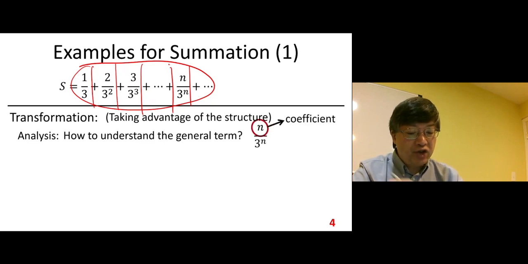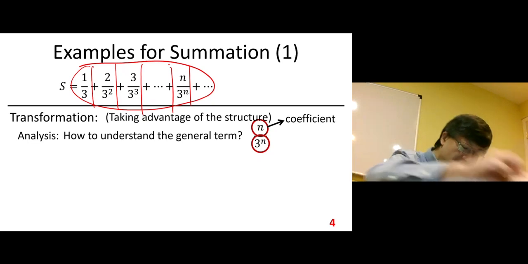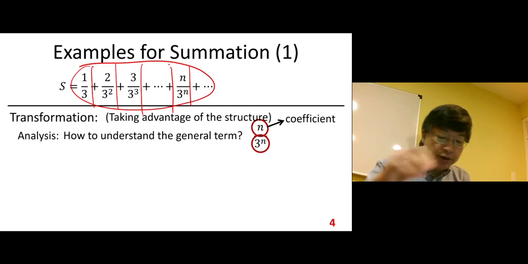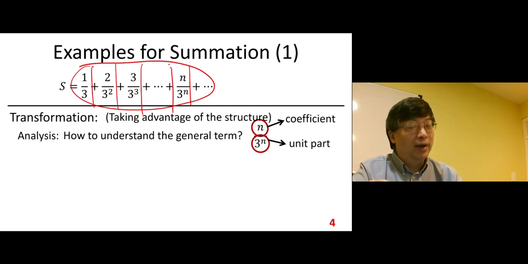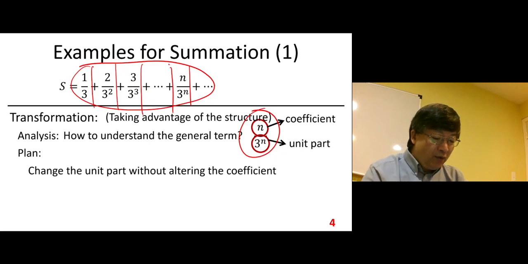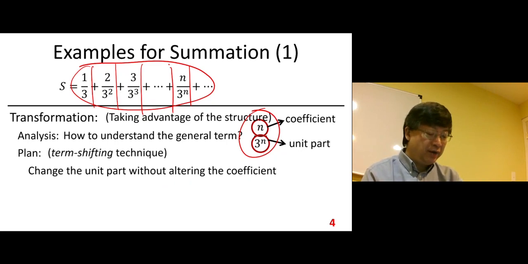First, the coefficient part. The second, I tried to find a name for it, but I searched the web and couldn't find an appropriate name for this part. So let me temporarily call it the unipart, because the whole thing we call a term. I hope later I can find an appropriate name for it. So our plan is to change the unipart without altering the coefficient, using the term shifting technique.